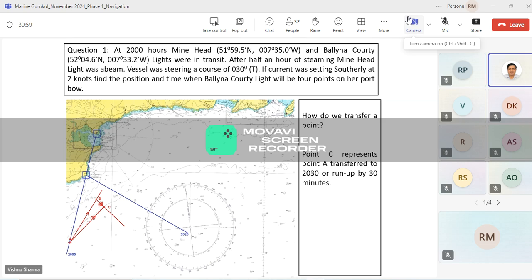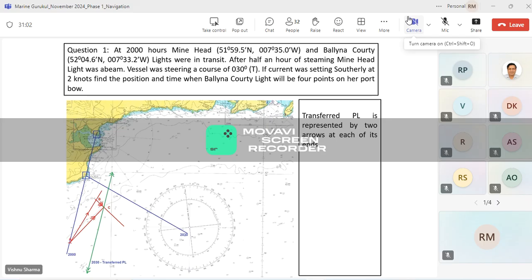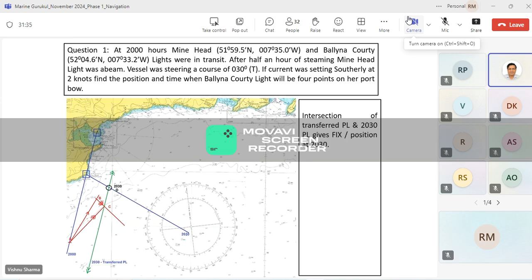Now you'll transfer the first PL through point C. And you'll mark it with 2 arrows at each end. This represents that it's a transferred PL. For what time is the transferred PL? The transferred PL is for 2030. For what time is this PL? This PL is 2030. So now we have 2 PLs for 2030, one observed, the other transferred. Where would the ship be then? At the intersection of these two. That means the vessel would be here at point D at 2030.